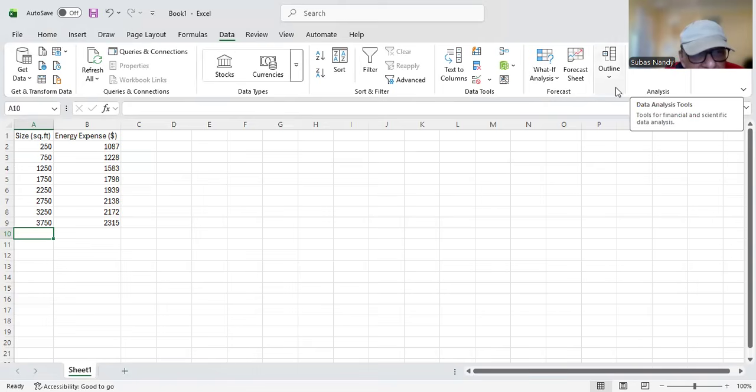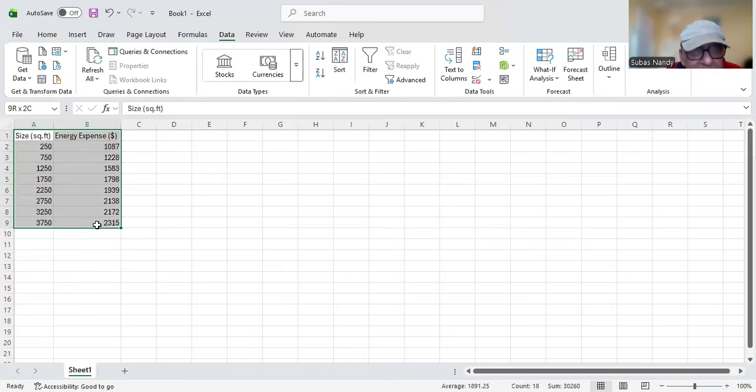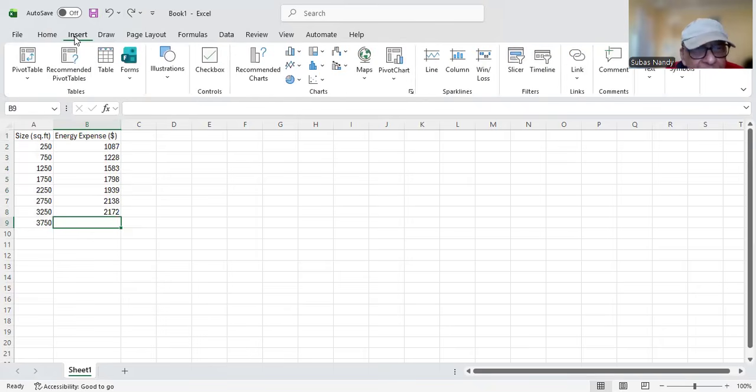Now, first I want to do an XY scatter plot. So basically, I will highlight this and I will go to insert and I'm going to insert an XY. Oh, I see one of my data point is missing. So let me see. 2172. Oh, last one is 2315, which I forgot to type in. Okay. So I go to insert and I'm going to insert a scatter plot.